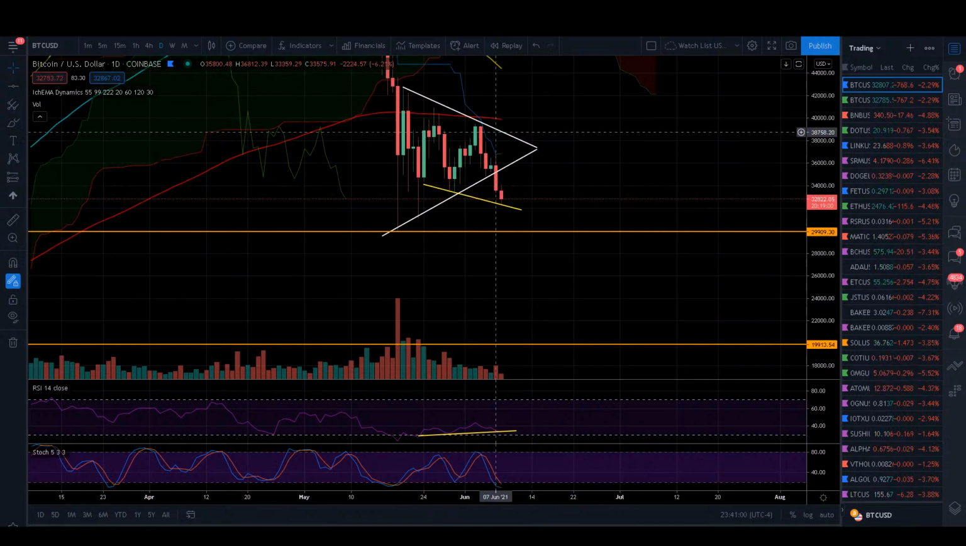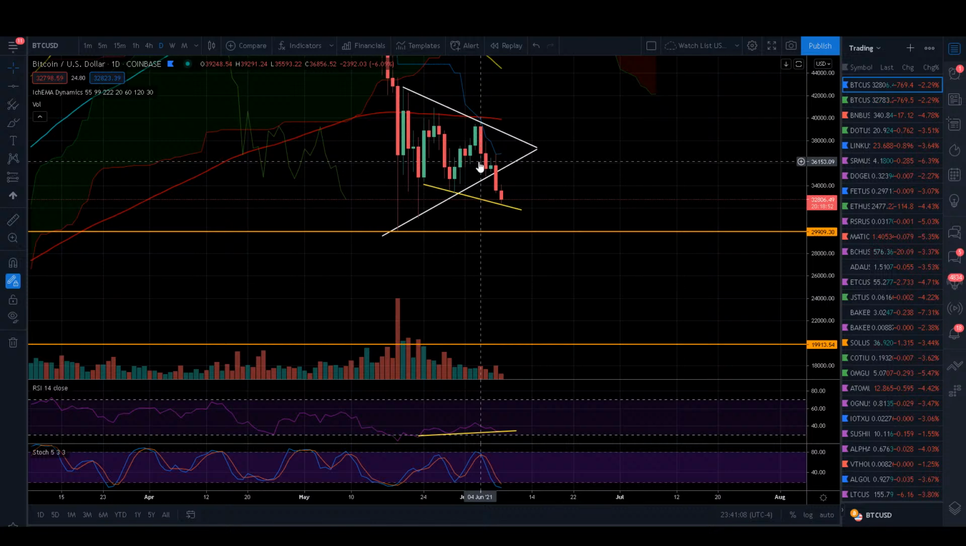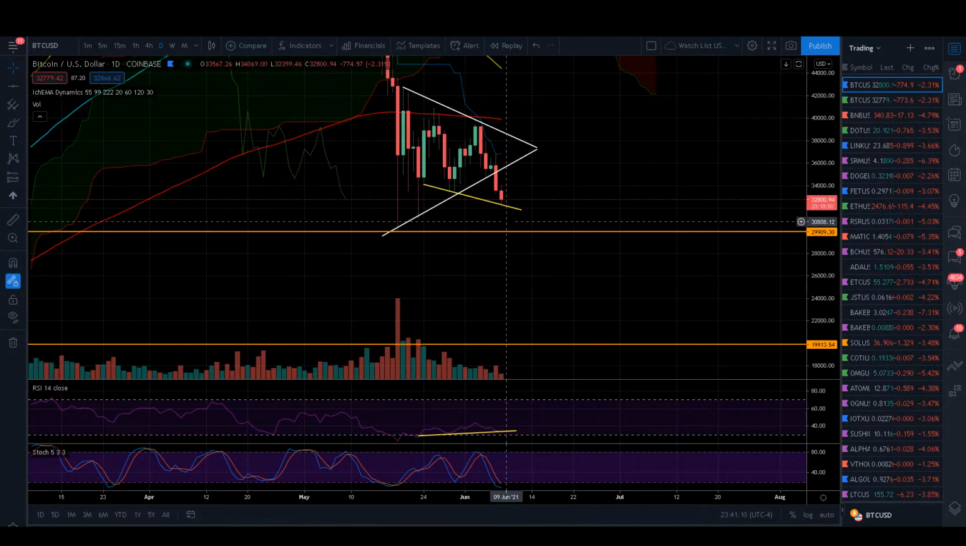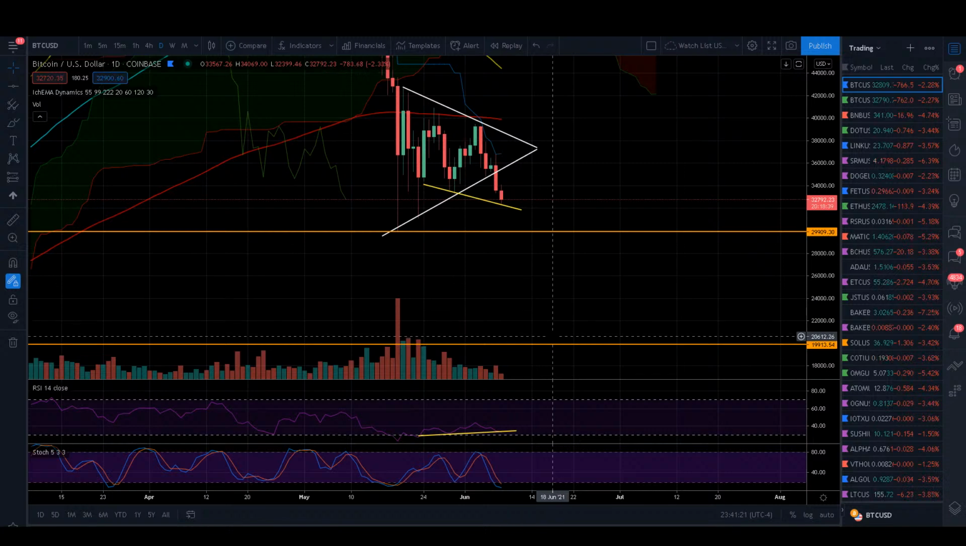So just because we initially broke out of the wedge formation, or the pennant triangle formation, symmetrical triangle, doesn't mean we're going to continue downward much further. It all depends on where support is, and there's a lot of support here. The 30K support is a really strong support. If we go below the 30K support, then I will start looking at potential drops all the way down to 20K. I don't foresee that happening.